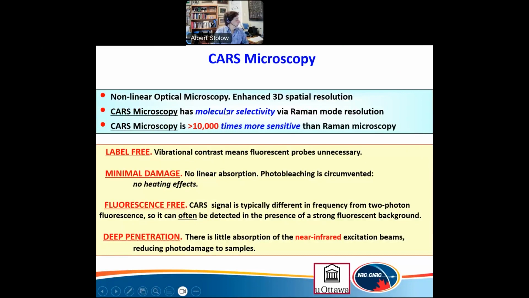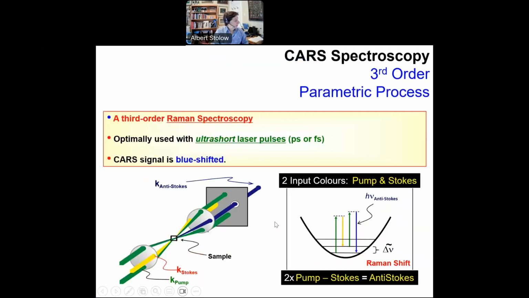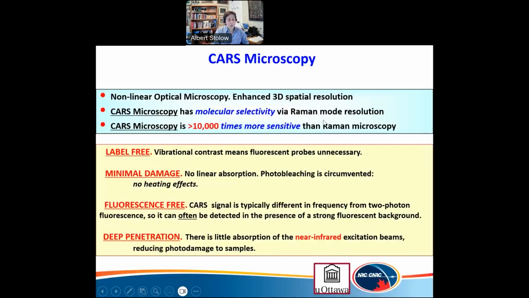What are the advantages? It has enhanced 3D spatial resolution because of the nonlinear effect. It has selectivity because I choose the difference frequency between these yellow and green colors. I choose the difference frequency to match some molecular vibration, but I get to choose. So it means I can tune onto a given Raman mode. And that now gives me the chemical contrast. It's label free because I don't need to add anything. I don't need to add any dyes or stains.